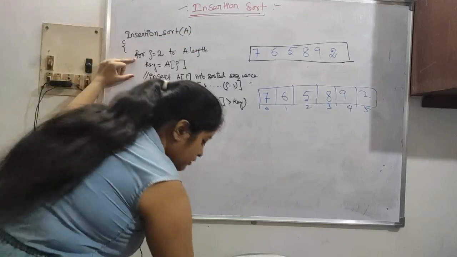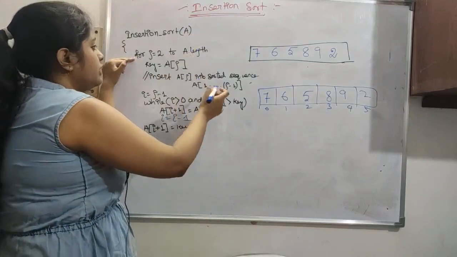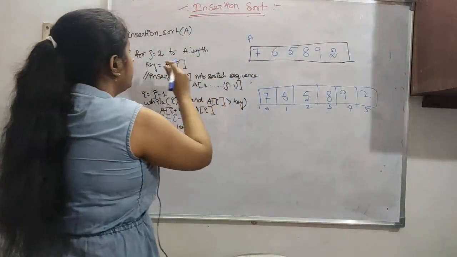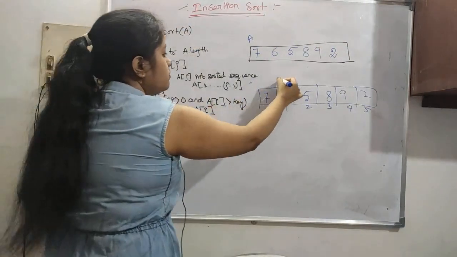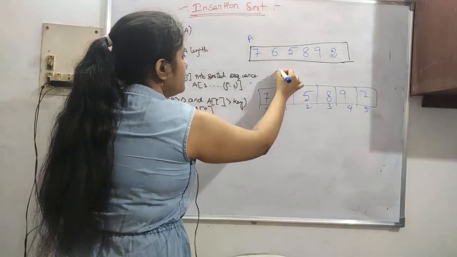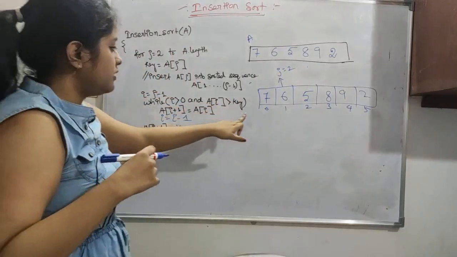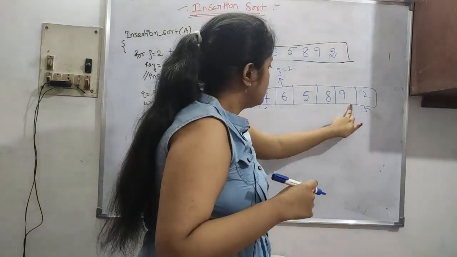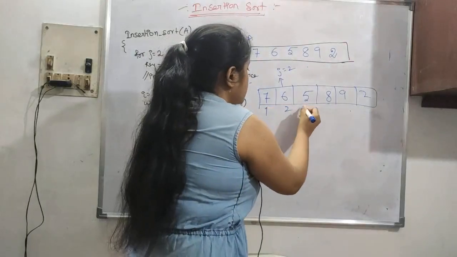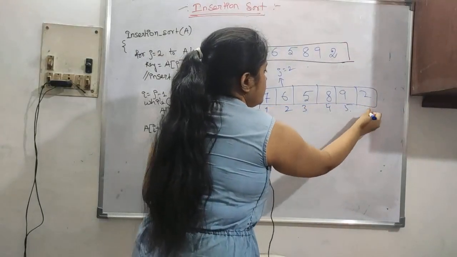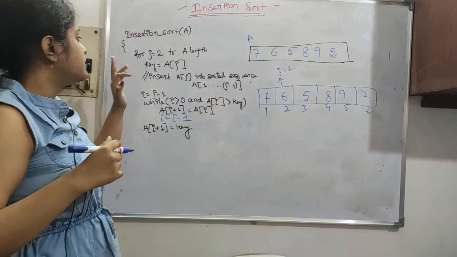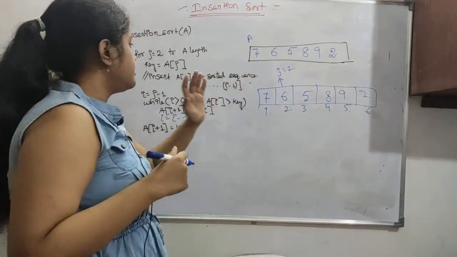So for j equals 2 to a dot length, this is our a array. So j is running from here. Okay, so j is running from 2. So element 2, let's write like this. 1 2 3 4 5 and 6. So from the second element to the last element j is running.